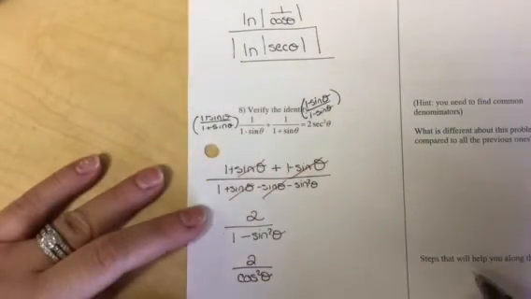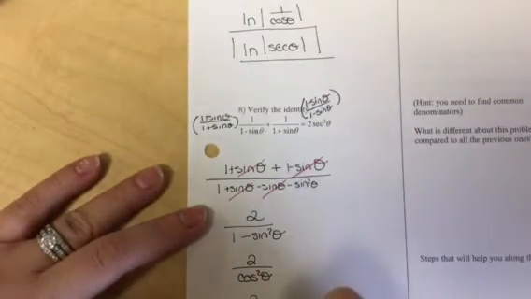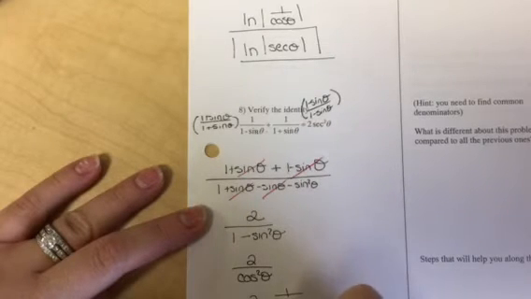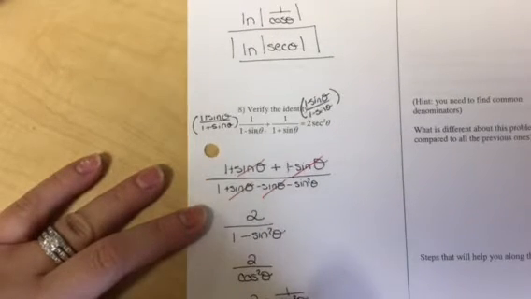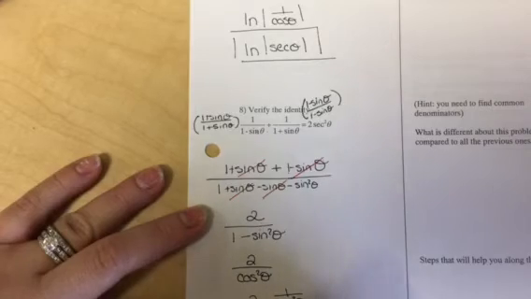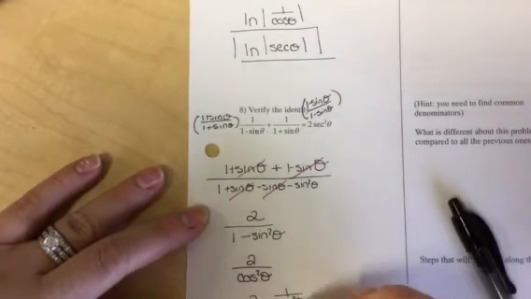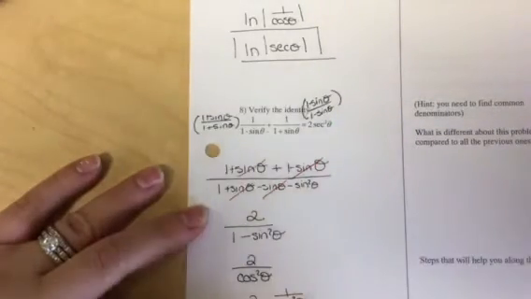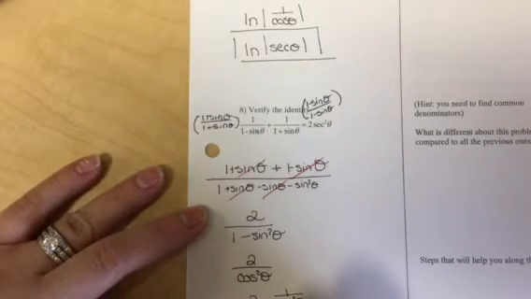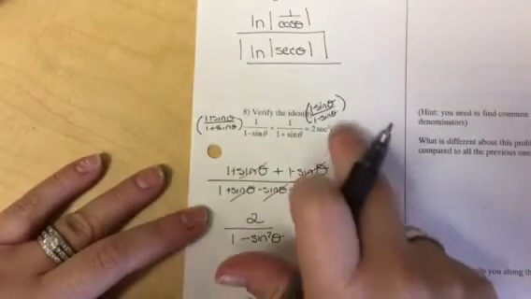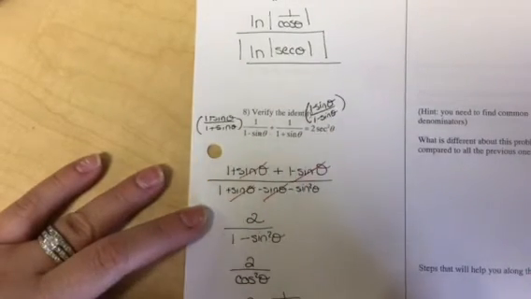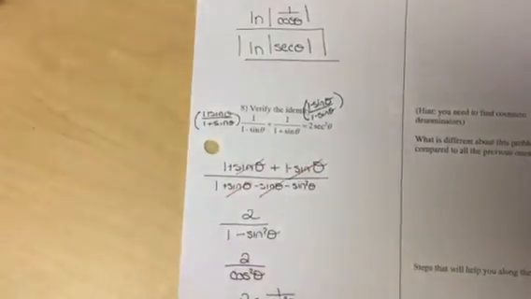1 over cosine is secant, so I have 2 times 1 over cosine squared theta, which is 2 times 1 over, oh, no, not 1 over. 1 over cosine is secant, so with cosine squared on the bottom, it becomes a secant squared. And now you have 2 secant squared theta, which is this, and you have proven it. Yay, us. Okay, 2 more problems.